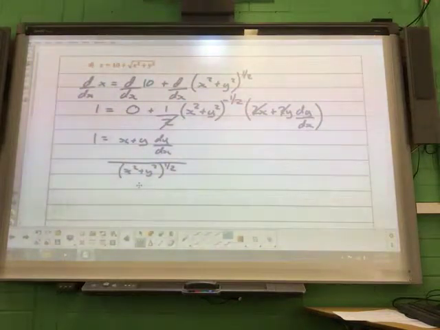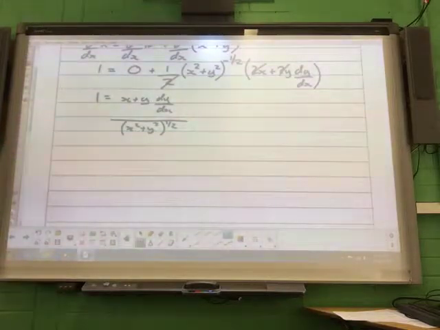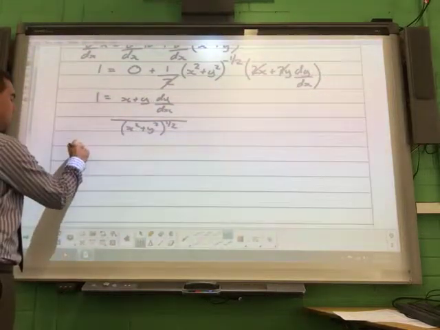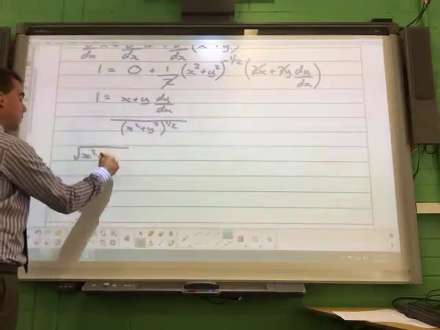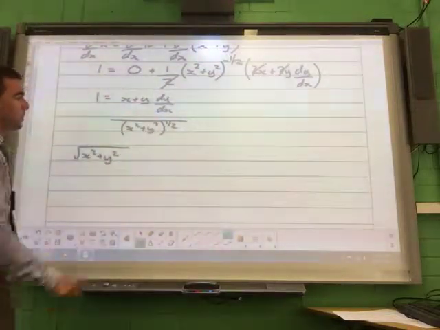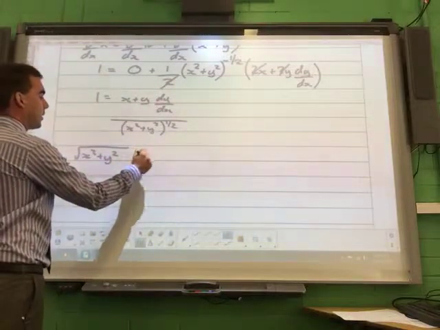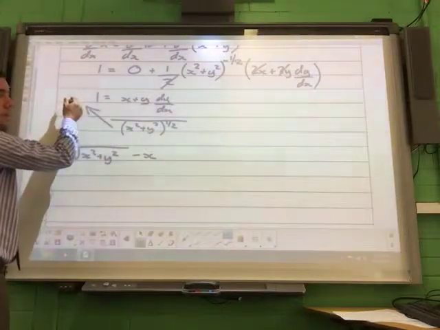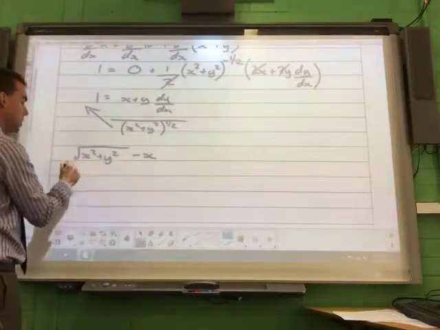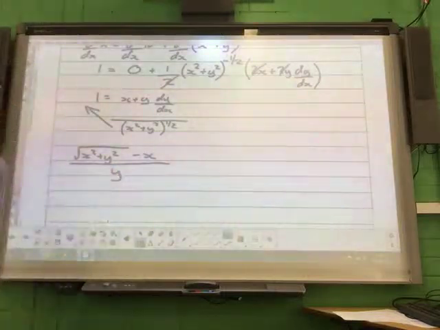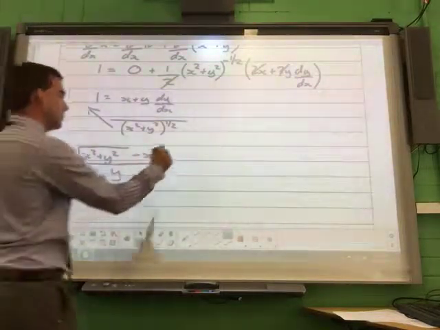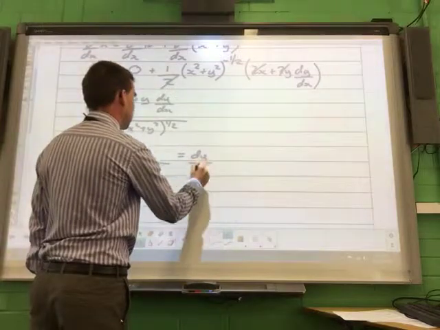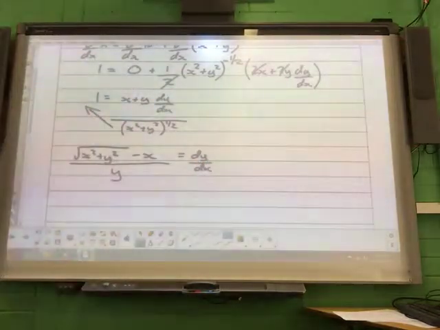Now I need to get dy dx as subject. The first thing I'm going to do is remove the denominator, so the square root of x squared plus y squared, just writing that back in third form. Take away x, so I cross multiply that up here, bring the x on the other side, then I've got a y dy dx, so everything needs to be divided by y.